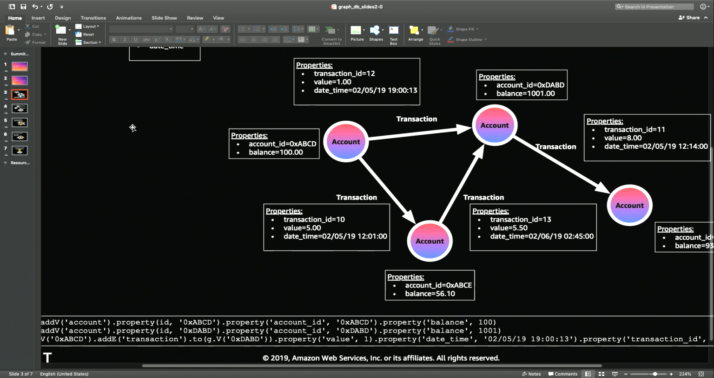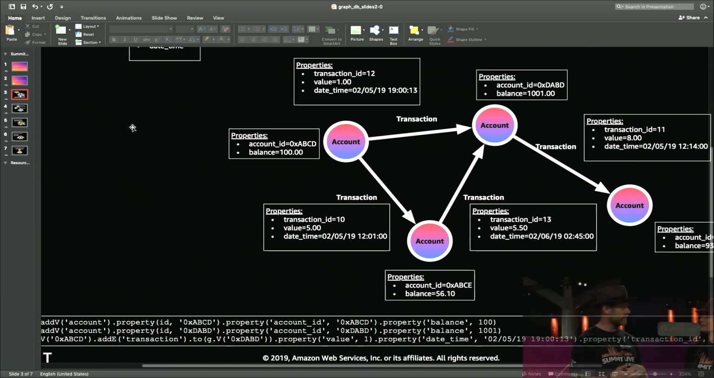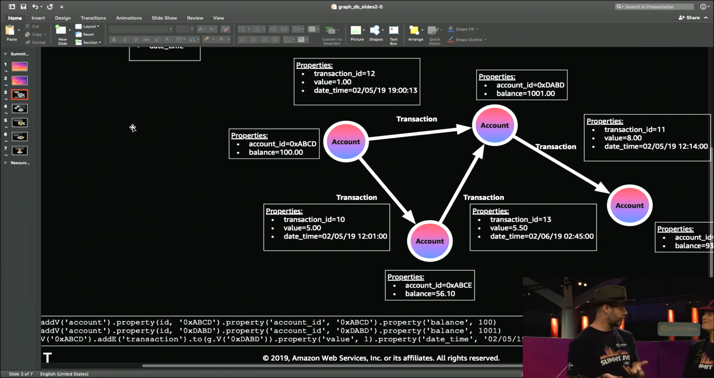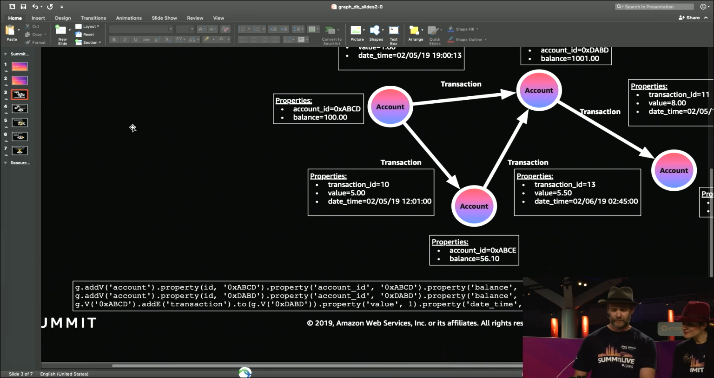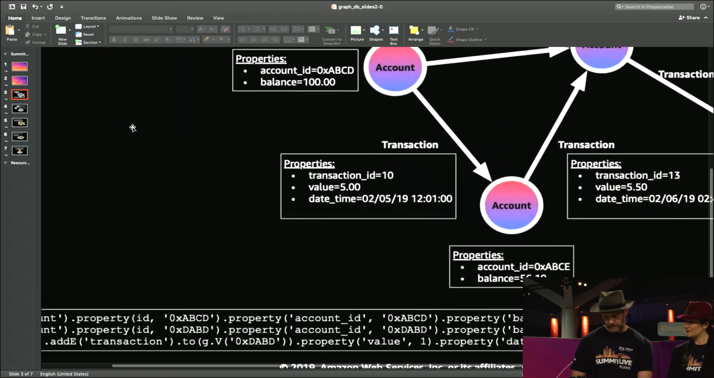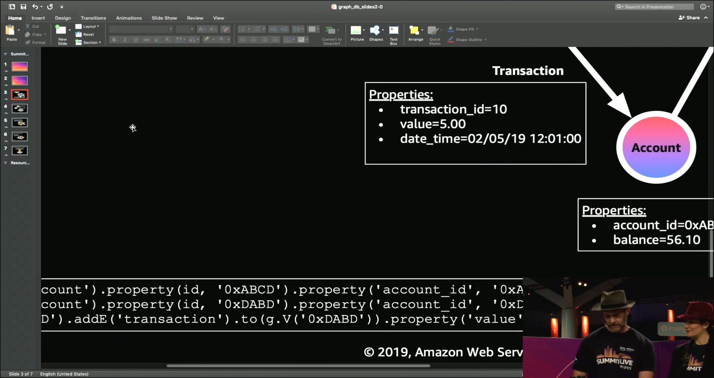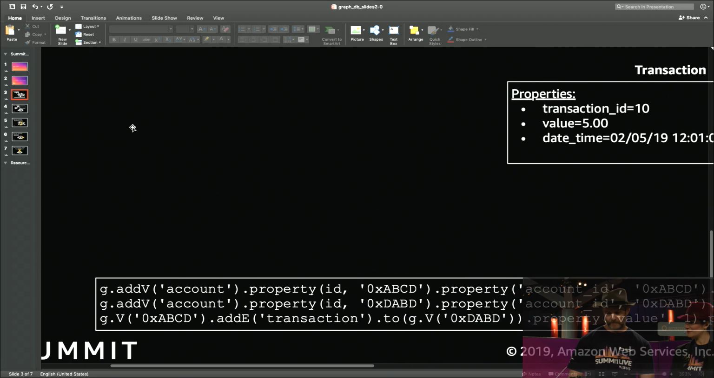Neptune has a Gremlin endpoint, and you can submit Gremlin traversal queries directly to the endpoint. You can see how this would resonate with developers more than a SPARQL query, which we'll see a little later on. But we're just going to zoom in a little bit here and take a look at a typical Gremlin statement.